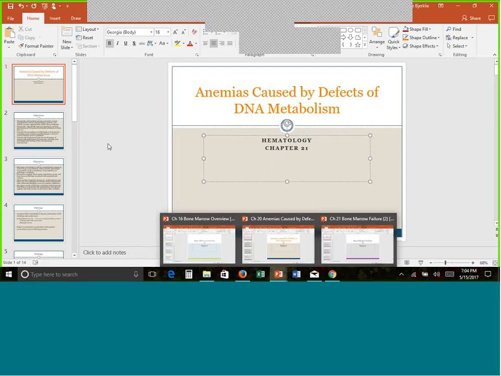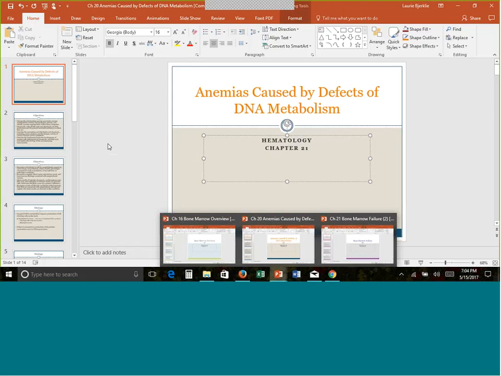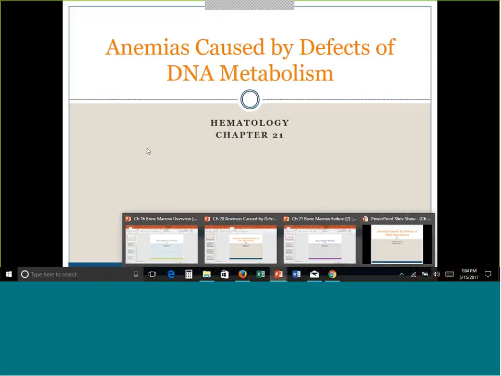So we're going to start first with, it should be chapter 21, Anemia is caused by defects of DNA metabolism. So I actually want to start with this one first.